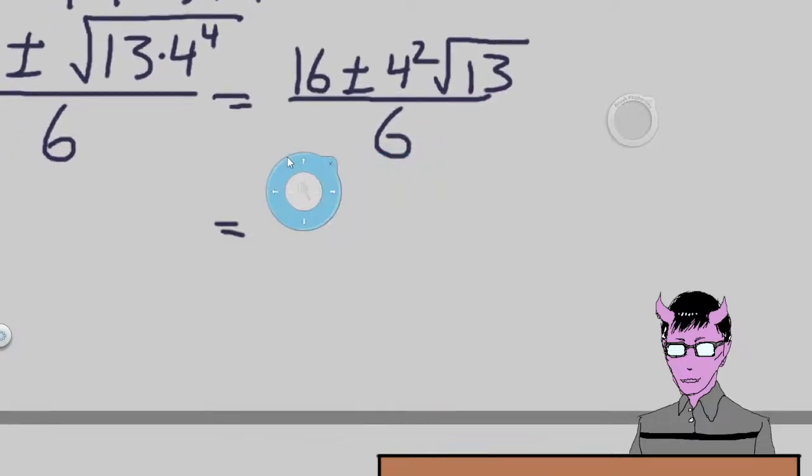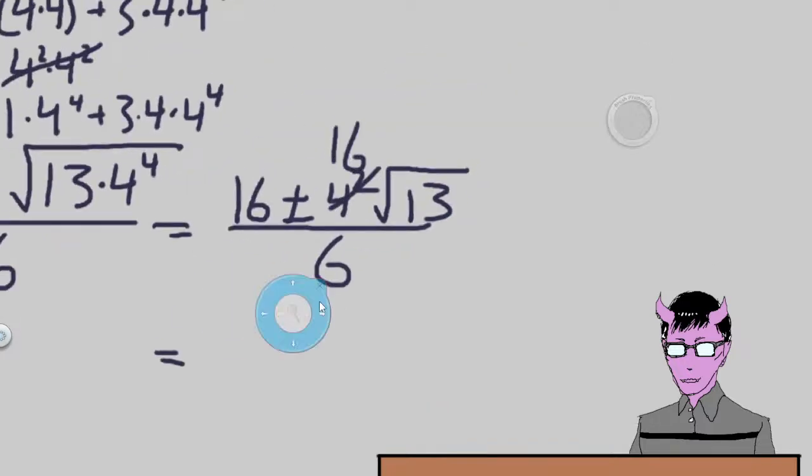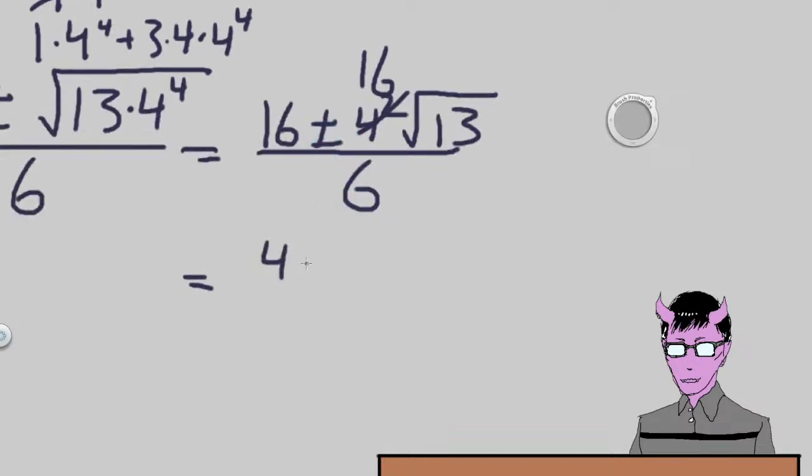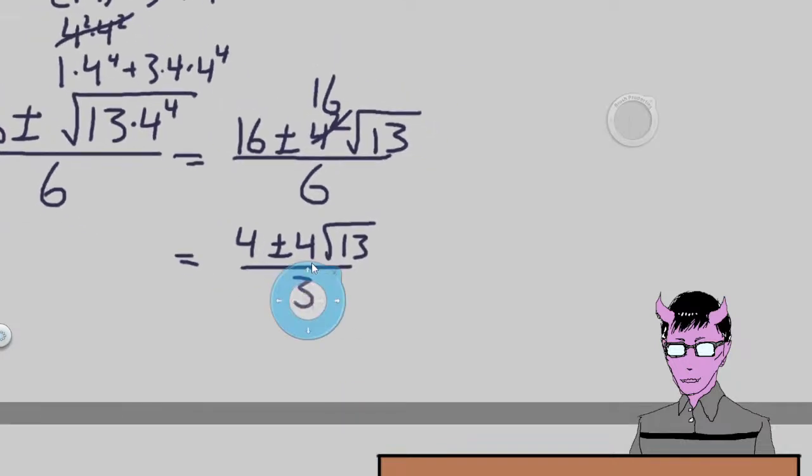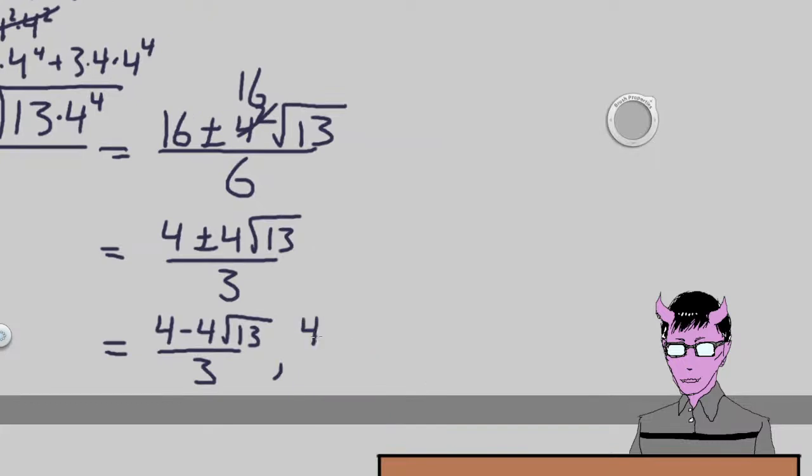So therefore, this is 16. We can divide top and bottom by 2. So we get 4 plus or minus 4 square root of 13 all over 3. So we have two answers. One of which is going to be positive, and then the other of which is going to be negative. So the negative answer is 4 minus 4 root 13 over 3. So this is probably not a good answer. And the other answer will be 4 plus 4 root 13 all over 3.